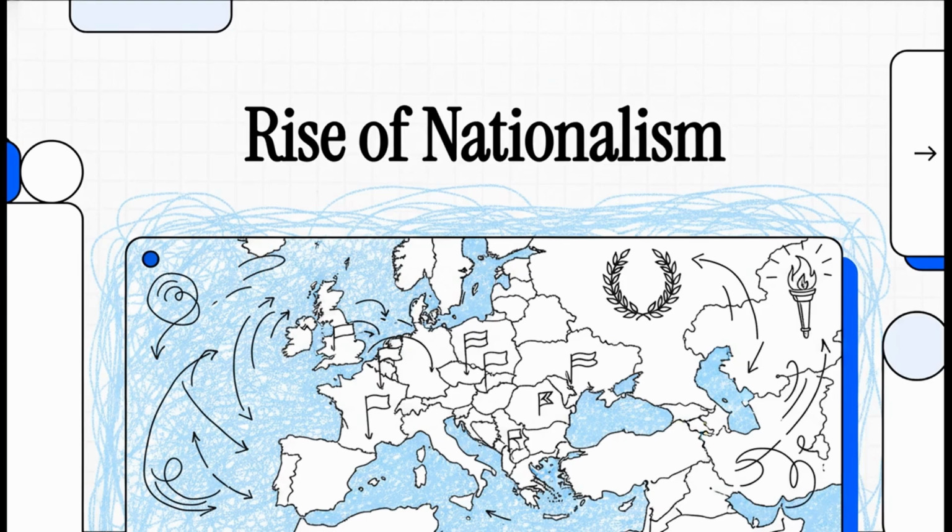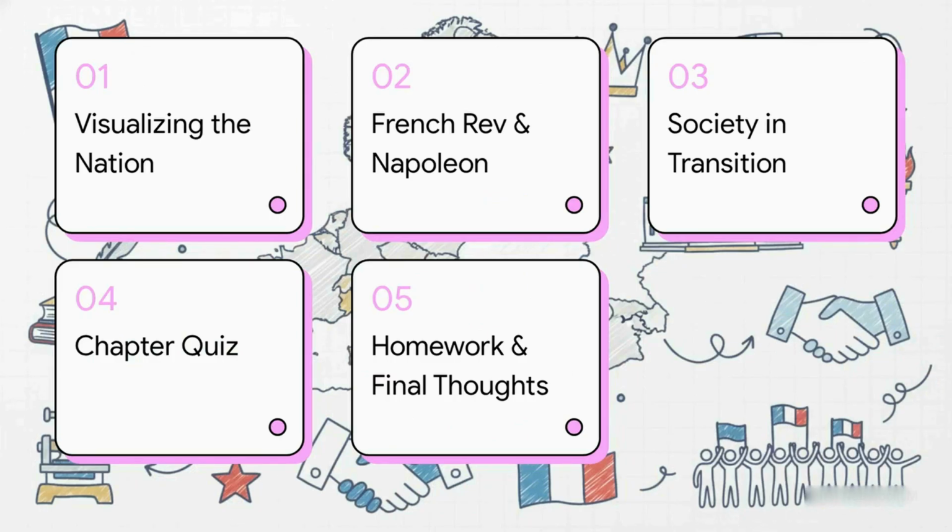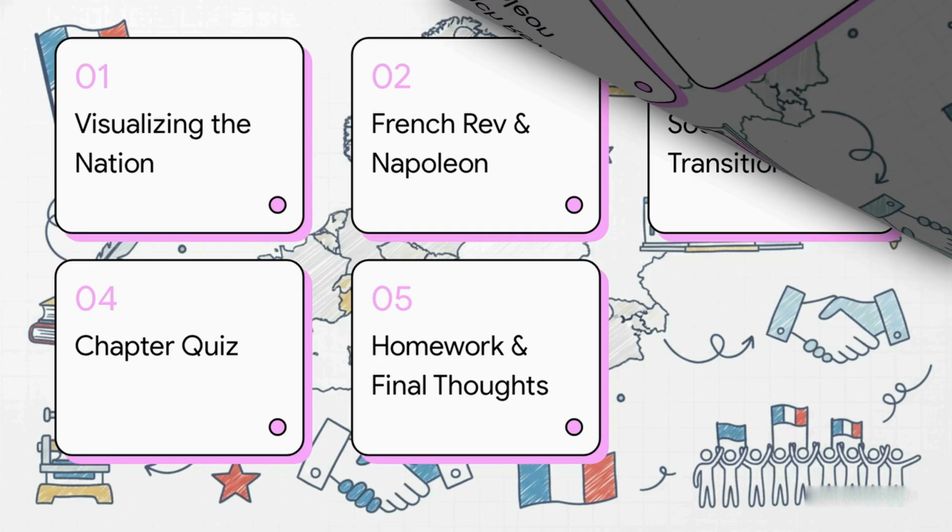We are going to break down all of this complex history into super clear concepts so that by the time we wrap up this Explainer Masterclass, you'll know this material backward and forward. Here is a quick look at our game plan today. First, visualizing the nation. Second, the French Revolution and Napoleon. Third, society in transition. Fourth, a chapter quiz for some solid exam practice. And finally, number 5, your homework and final thoughts.